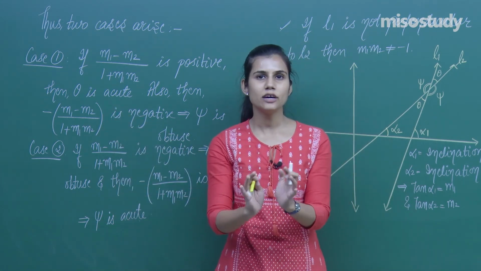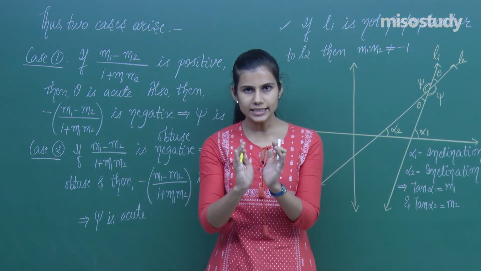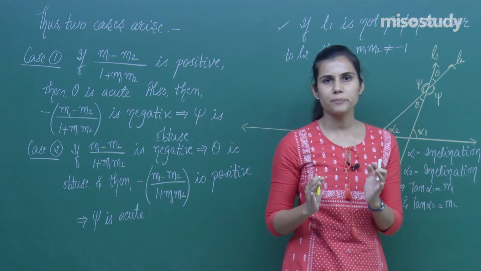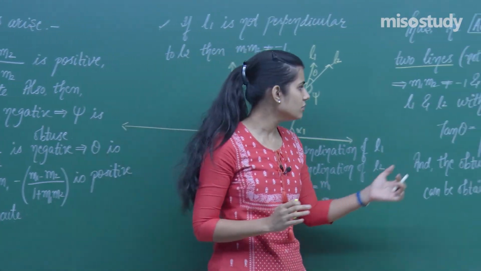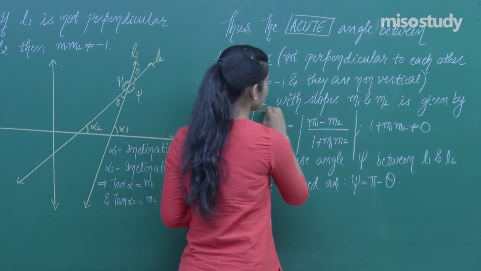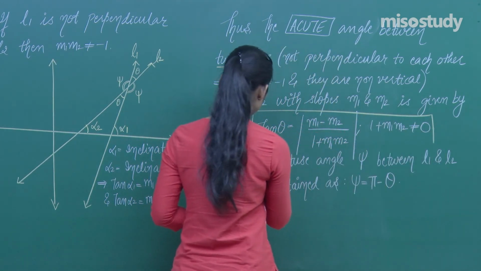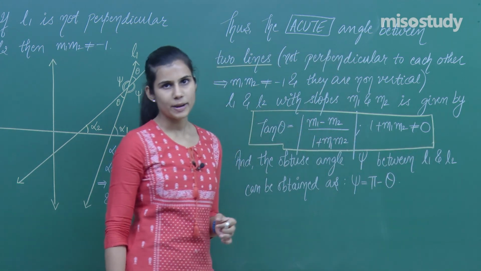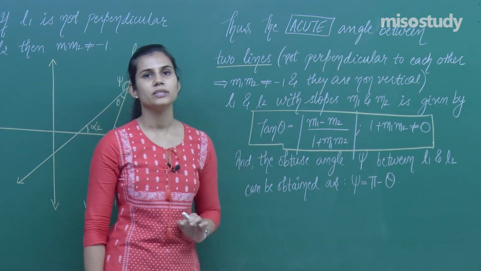So we fix theta for the acute angle. We fix theta to represent the acute angle between L1 and L2, and that theta is fixed to represent the acute angle between L1 and L2 on the basis of this formula. On the basis of this formula, theta is fixed to represent the acute angle between L1 and L2, and xi is fixed to represent the obtuse angle between L1 and L2.